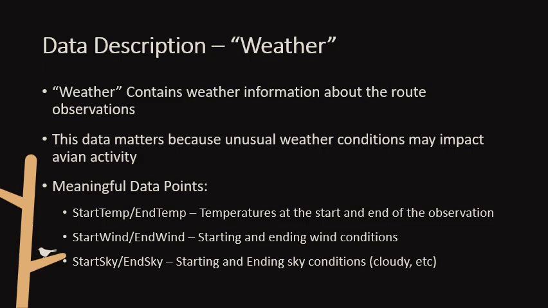Then finally, there's a table about weather. It's very similar to the vehicle in that you can tie these observations into the primary route data. And then it gives you information about the temperature, the wind conditions, and the sky conditions. Is it cloudy? Is it rainy? Etc. That allows us to find data points where the weather is unusual.